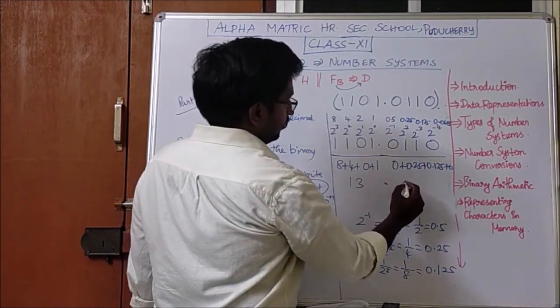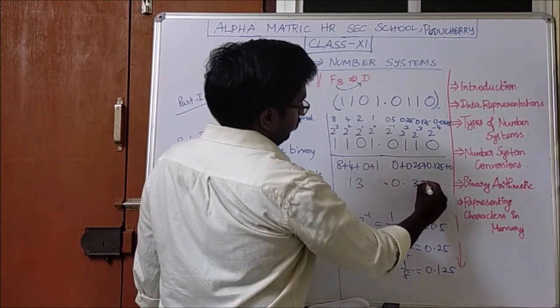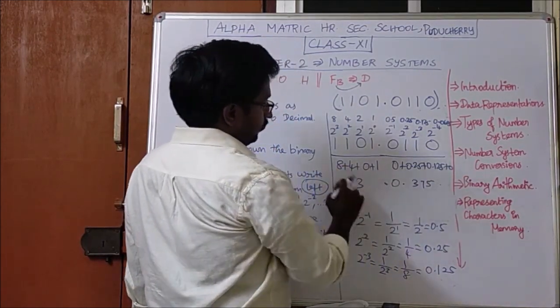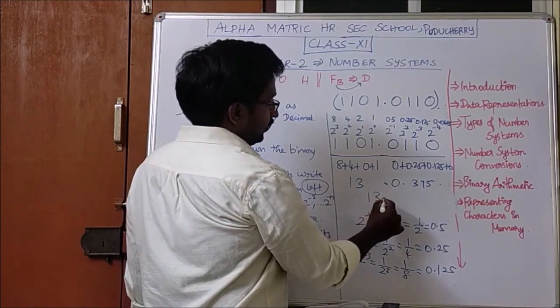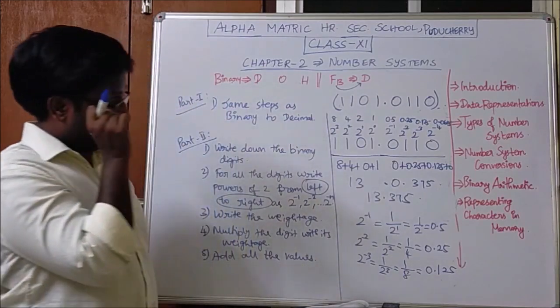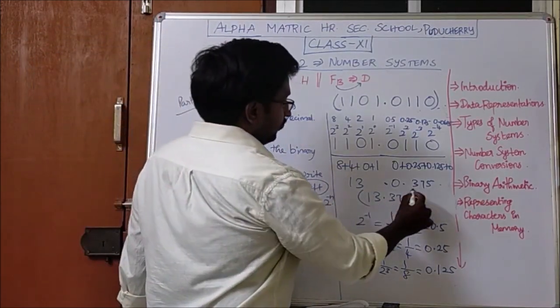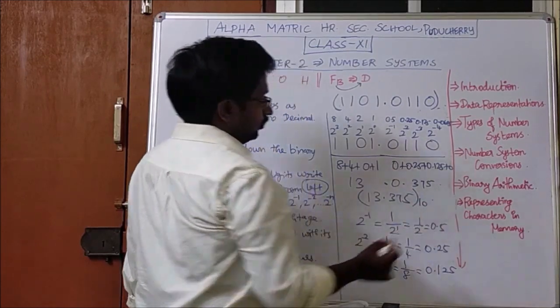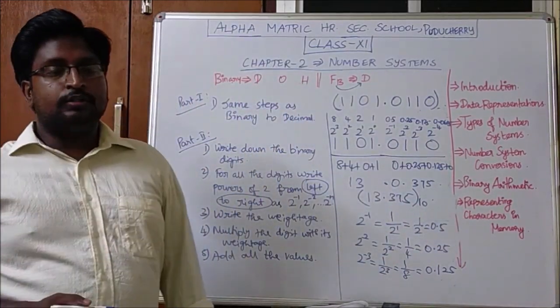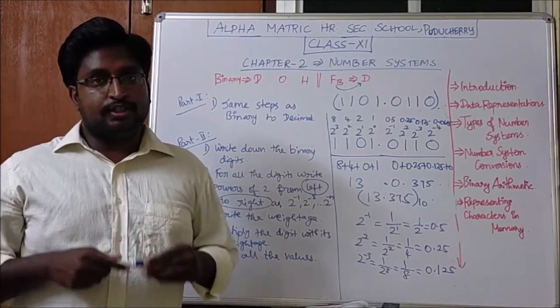Here, 0.375 is the answer. The 13 goes here, so the answer is 13.375. So this is how we have to convert the fractional binary to decimal. These are the steps for converting the fractional binary to decimal.